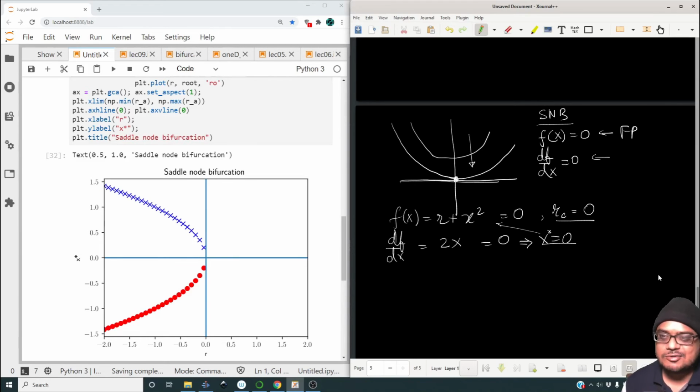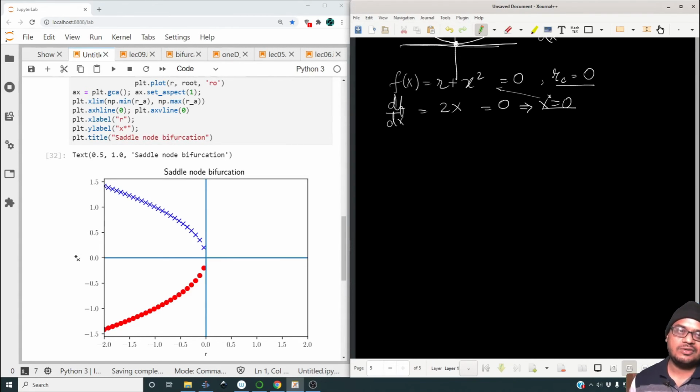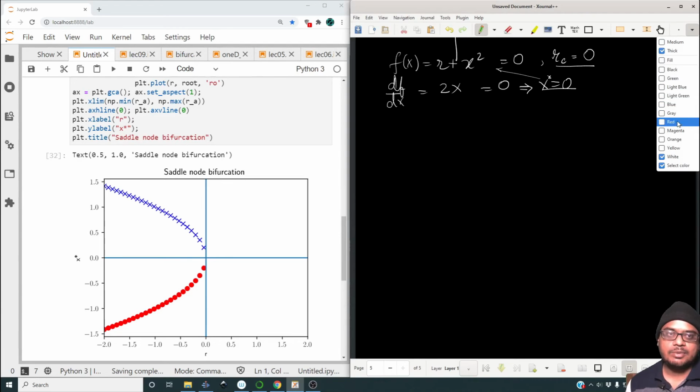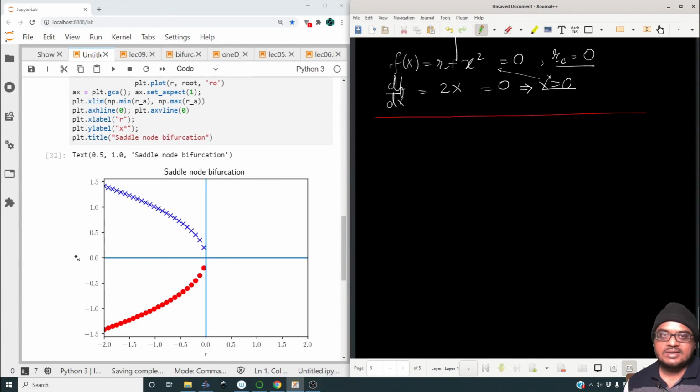So now it is not just this equation that exhibits such a behavior. Let us look at an example such as dx/dt, or in fact let me write it as x dot, is equal to r minus x minus e to the power minus x.